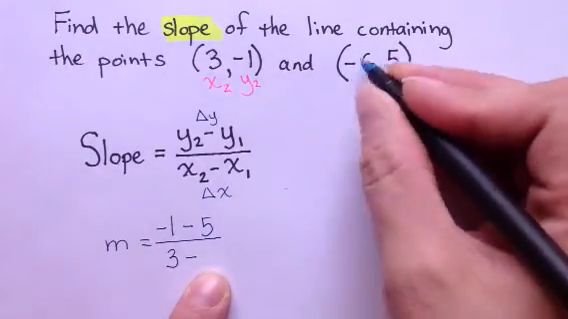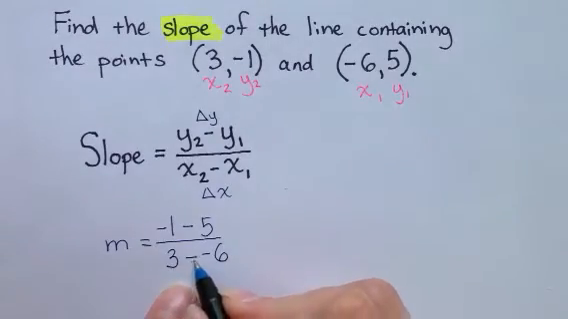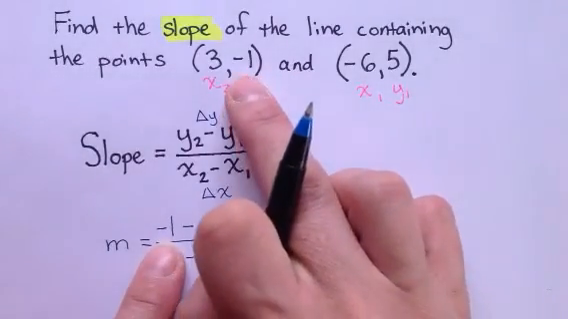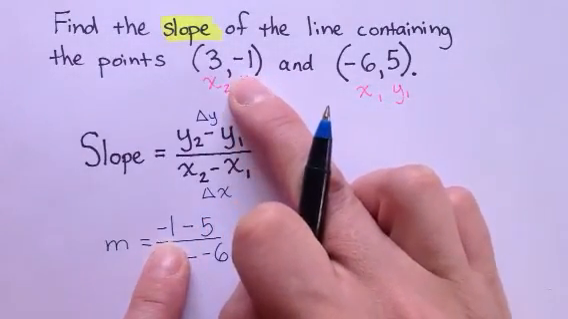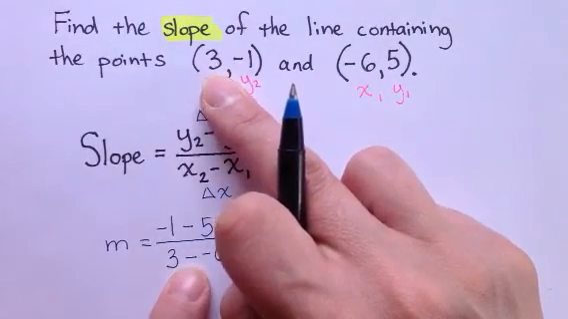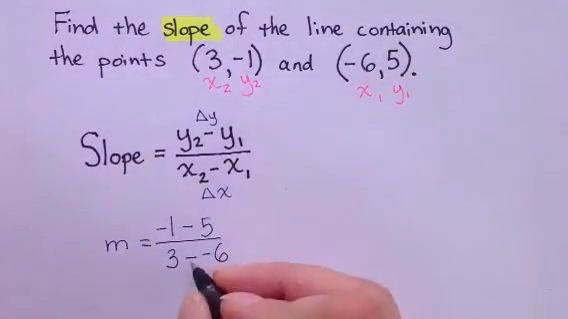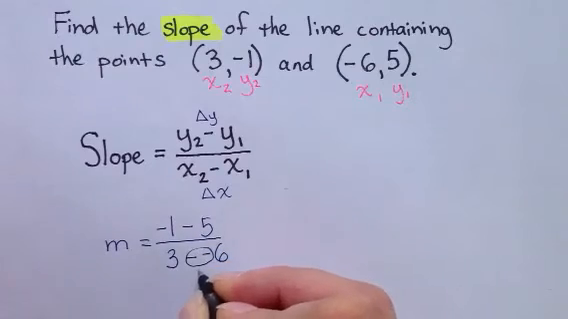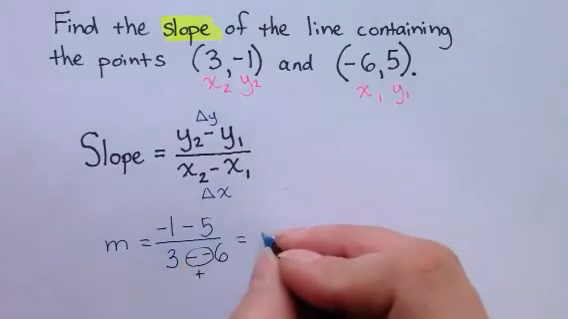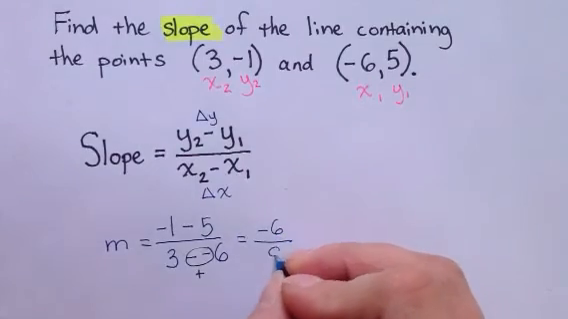Now our x1 is negative. This is where we need to be careful. A lot of students, because they already have a minus down, just leave that off. It's very important. This is y, -1 minus y, 5. 3 minus -6. The reason we have to be careful there is what happens when we subtract a negative. This will become addition. Okay, so let's finish up this formula. -1 minus 5 is -6, and 3 plus 6 is 9.